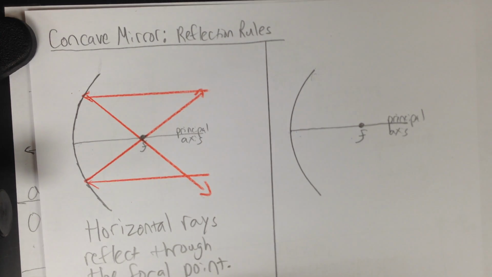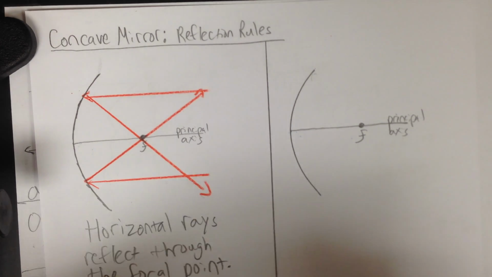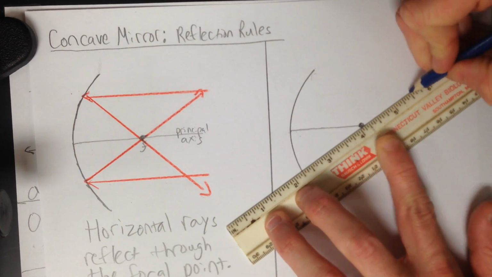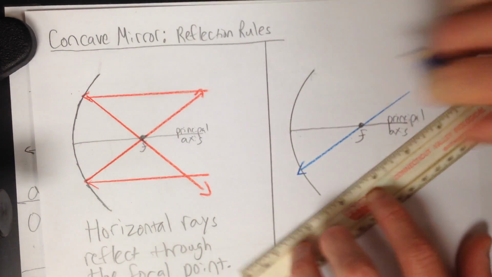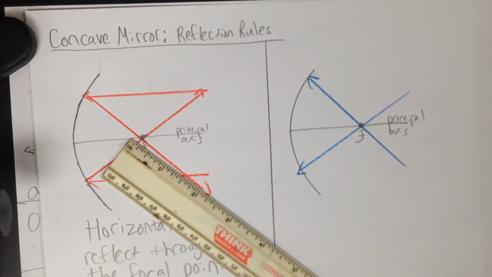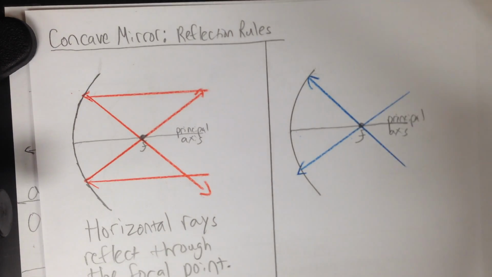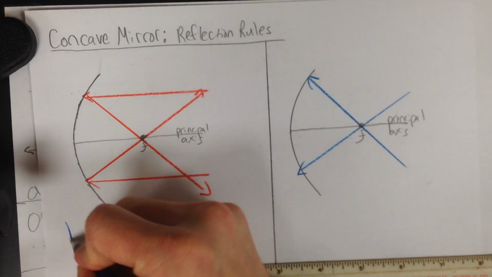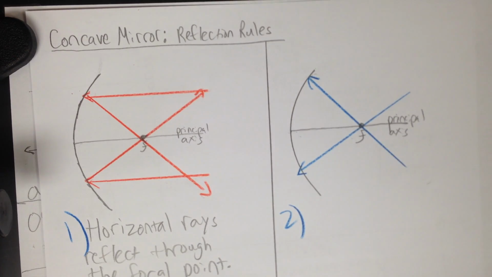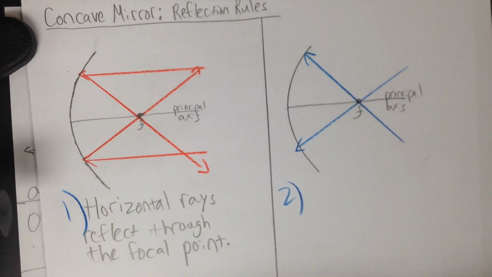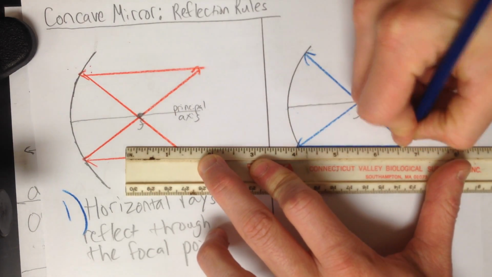Great. So our next rule for concave mirrors is basically the opposite of the first rule. The question is, what if I aimed light through the focal point? I'm going to draw two different rays, one coming from the top, one coming from the bottom. Both go through the focal point. And if they go through the focal point, how do they reflect? Well, it's the opposite of our first rule. Our second rule is basically, if you switch that sentence around, rays through the focal point reflect just like this.